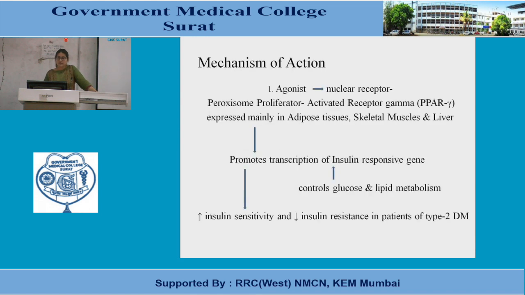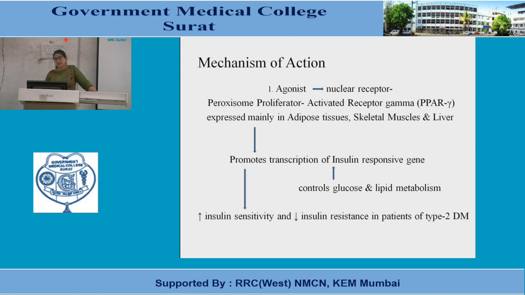So what is the mechanism of action? The proposed mechanisms of action for thiazolidinediones are many. First is the agonist action at the nuclear receptor, peroxisome proliferator activated receptor gamma, PPAR gamma. They are agonists at this nuclear receptor, and these receptors are mainly expressed in the adipose tissue, the skeletal muscles and the liver.